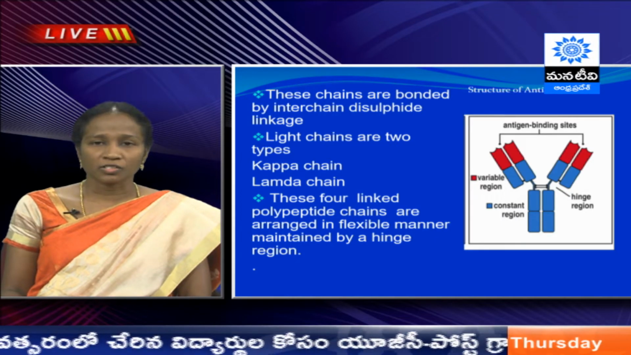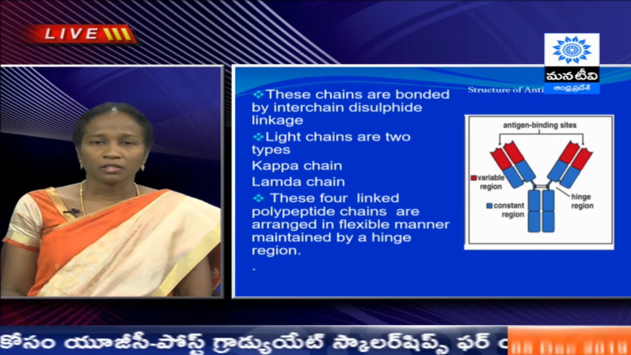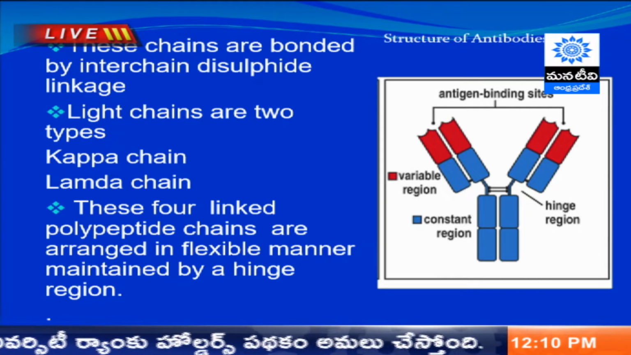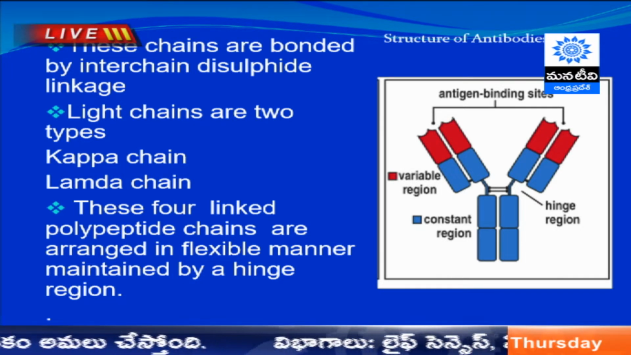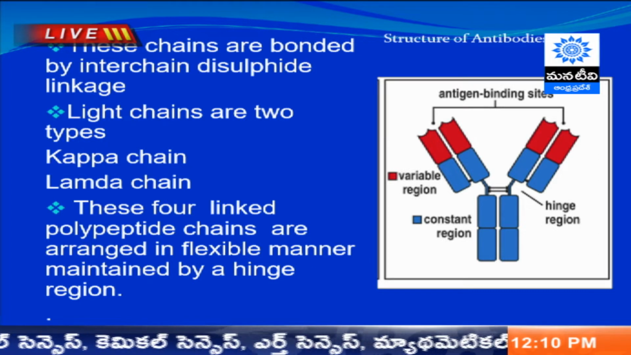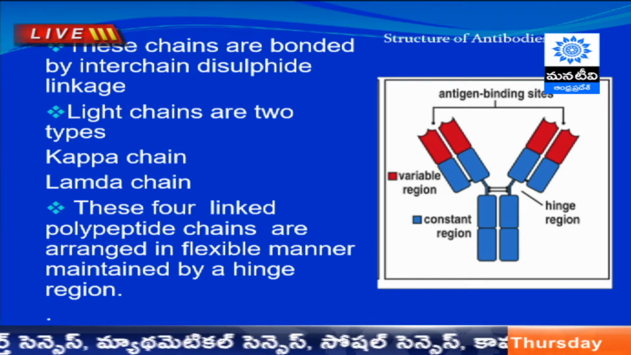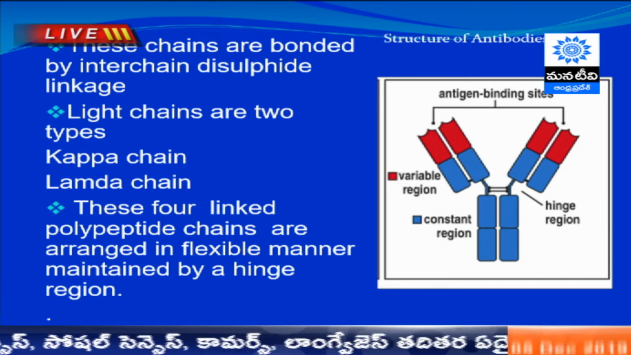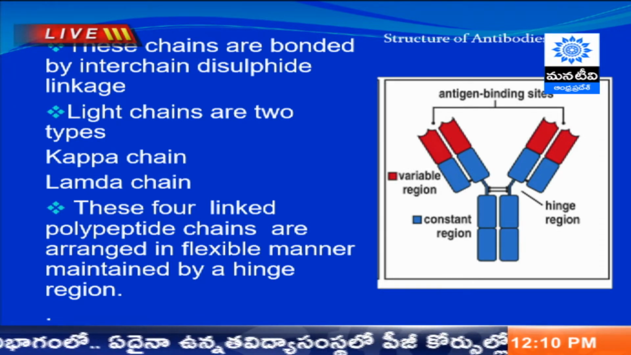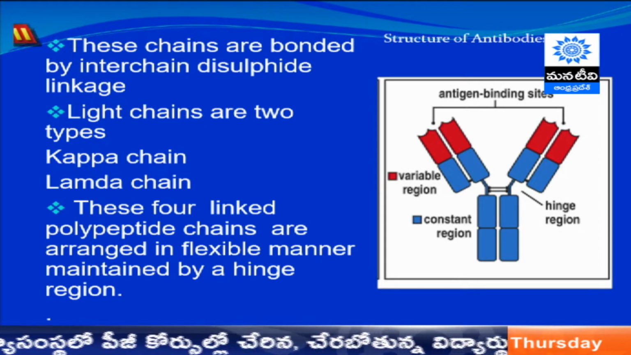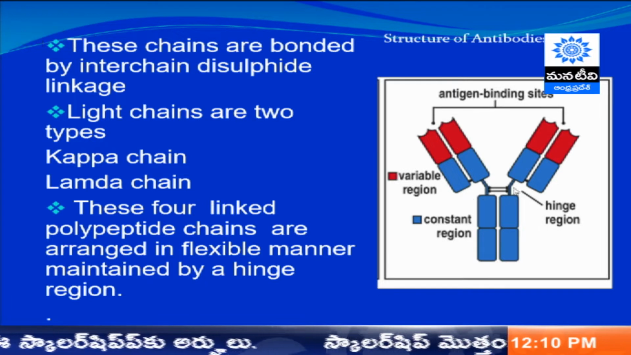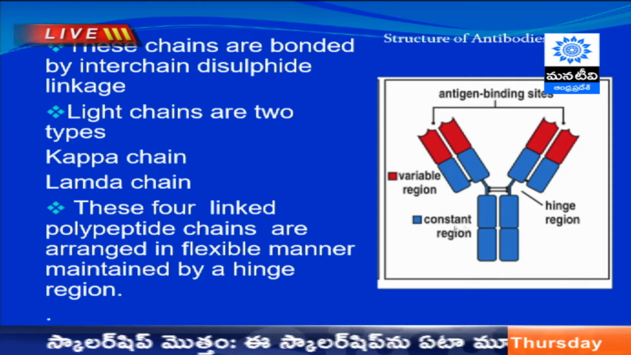Here you can see on the screen the regions of the antibody. These chains are bonded by interchain disulphide linkages. Light chains are of 2 types, called Kappa chain and Lambda chain. Each antibody contains either a Kappa chain or a Lambda chain. These 4 linked polypeptide chains are arranged in a flexible manner maintained by the hinge region, which you can see here on the screen. This hinge region gives the flexible nature to the antibody.